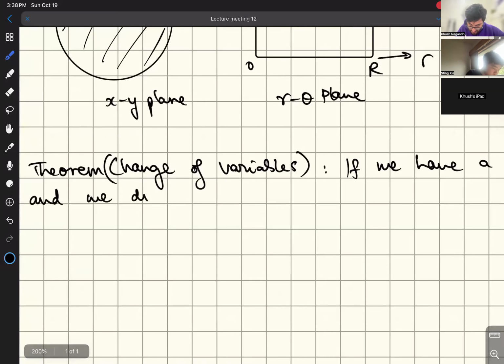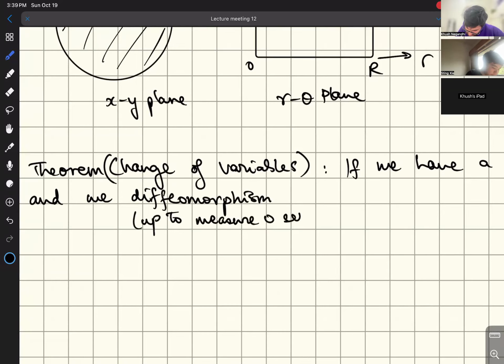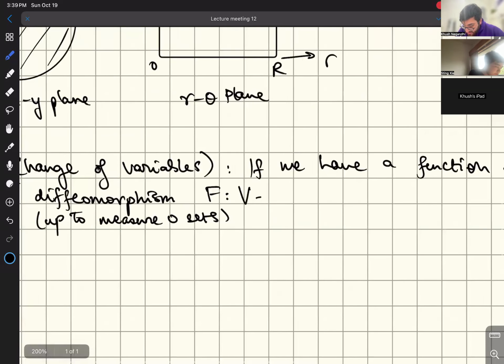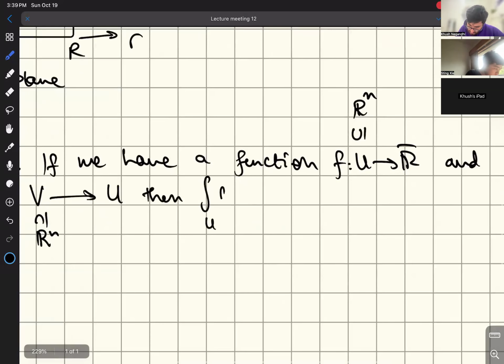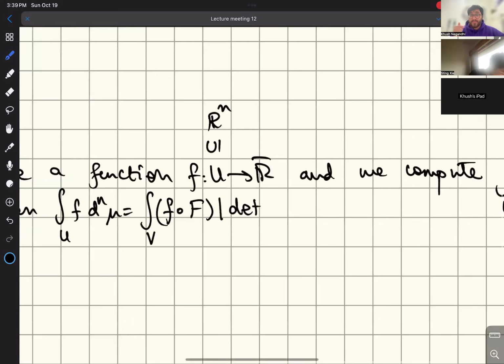And we have a diffeomorphism up to measure 0 sets, capital F from V, some other subset of R^n, into U. Then the integral of f over U is equal to the integral of f composed with capital F times the absolute value of the determinant of the derivative of the diffeomorphism, dV. Okay.